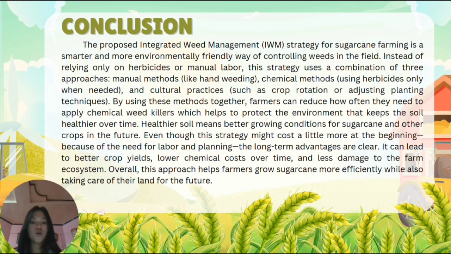So overall, the IWM strategy offers a more efficient, environmentally responsible framework for weed control in sugarcane farming. It aligns agricultural productivity with environmental stewardship, ensuring that both present and future farming needs are met sustainably.